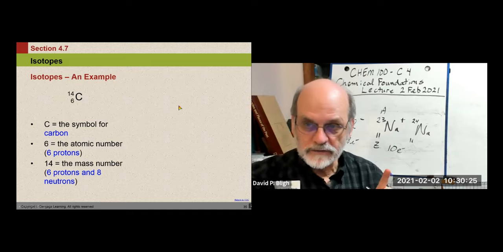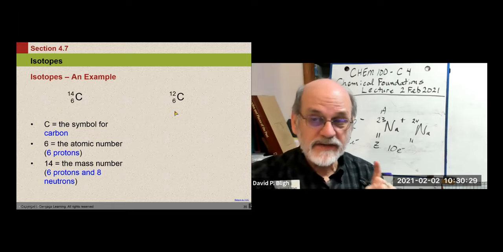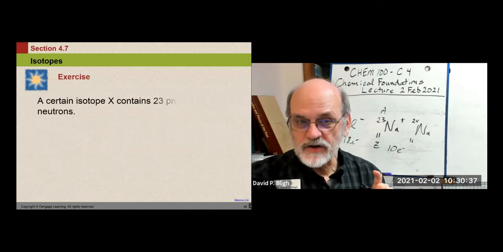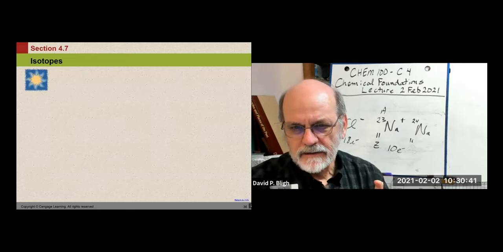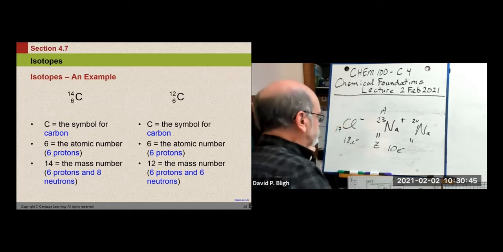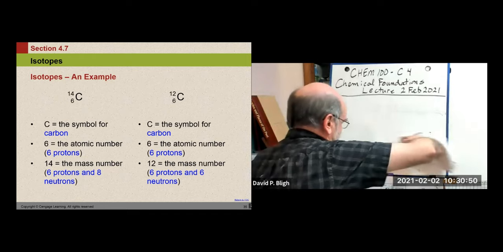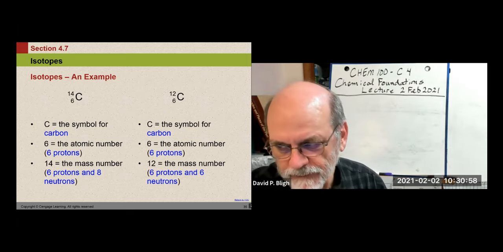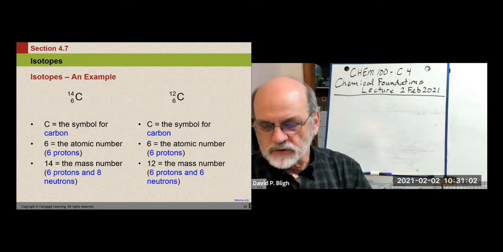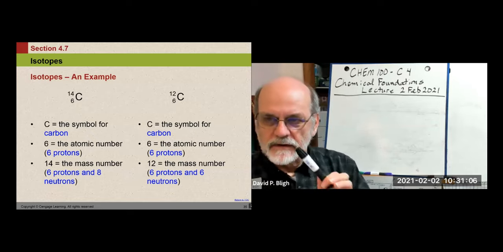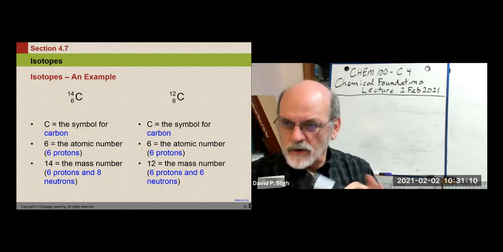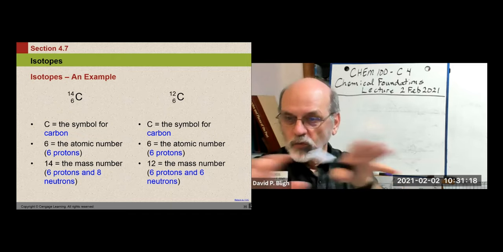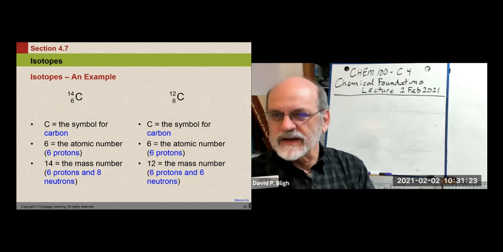But that's not the most abundant carbon isotope. This is the most abundant one, carbon 12. It still has 6 protons, but now it only has 6 neutrons. Okay? That carbon isotope is also significant. Why is the carbon 12 isotope significant? Because scientists needed a reference point. They really weren't sure about the relationship between the masses of one isotope or one element to another. So they needed a reference point.